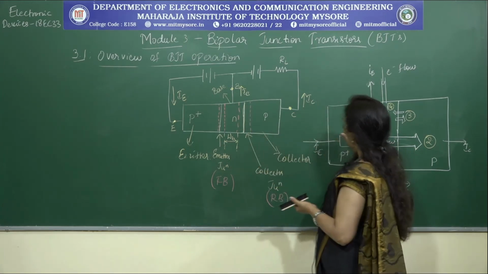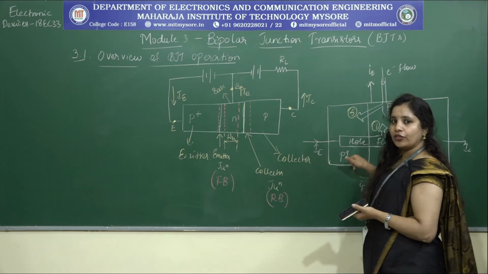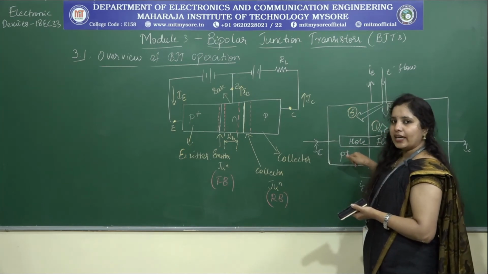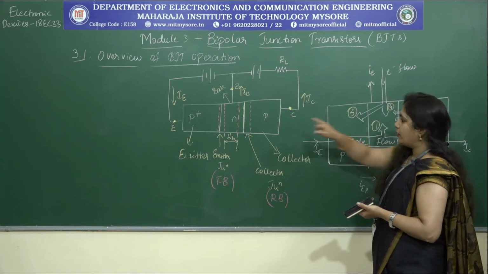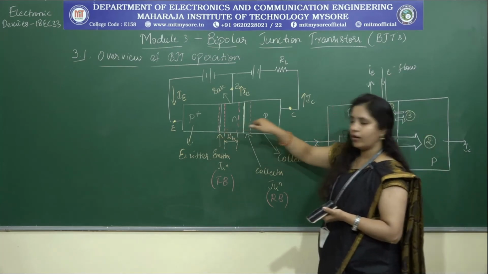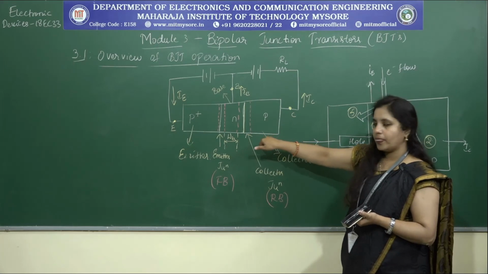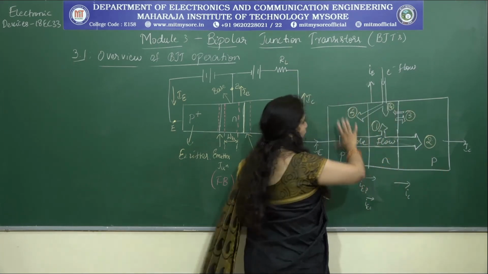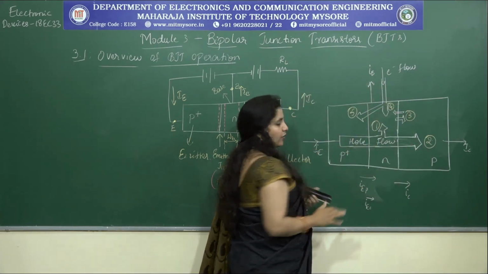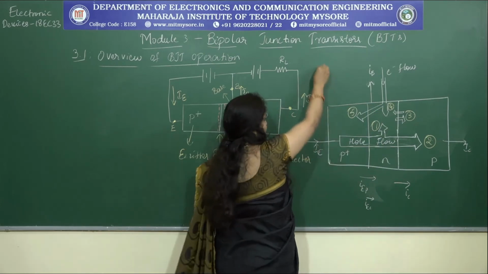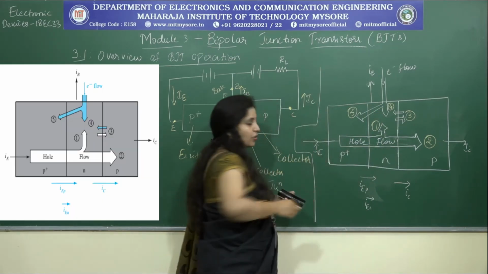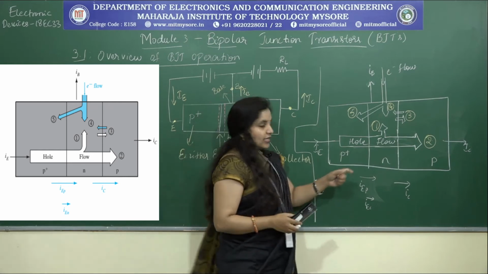Now let's look into the different current components that I can see in this P plus NP semiconductor device, that is a BJT device. Now there are different arrows that you can see in this diagram, right? So there is nothing to panic. It is a very easy concept. Let me make you understand that.